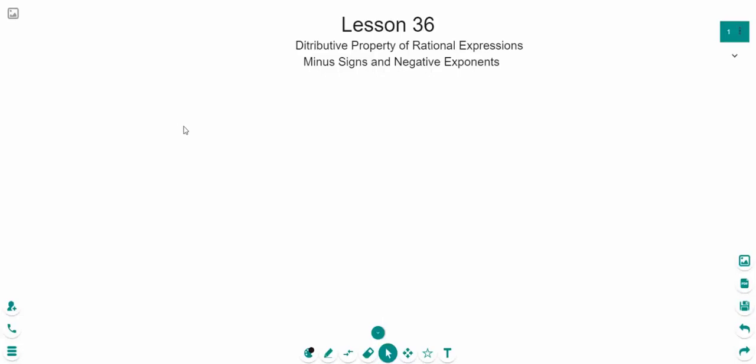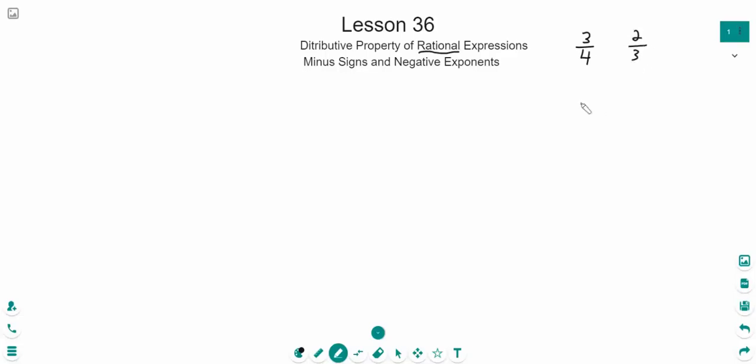So just a reminder, what is a rational expression? Rational expressions basically is a fancy way of referring to fractions. So any fraction would be considered a rational expression. So all of these would be rational expressions. So whenever you see that word rational, just think of fraction. You can really use those two interchangeably.